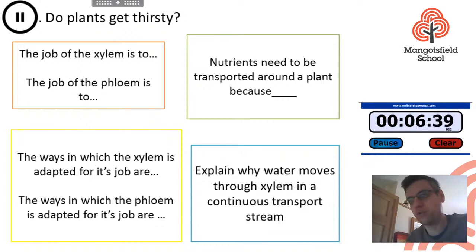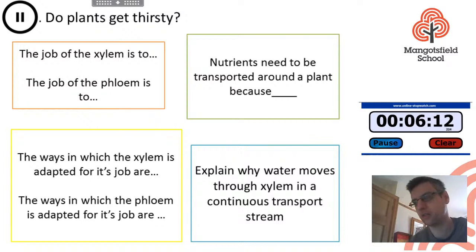So we've got describing the job of the xylem and the phloem. And then we've got explaining an important idea. Why do nutrients need to be transported around a plant? So you might be thinking along the lines of, well, the nutrients are needed in all parts of the plant. So we have a heart and blood vessels, arteries, veins to help us get all of our nutrients around our body. A plant doesn't have that.